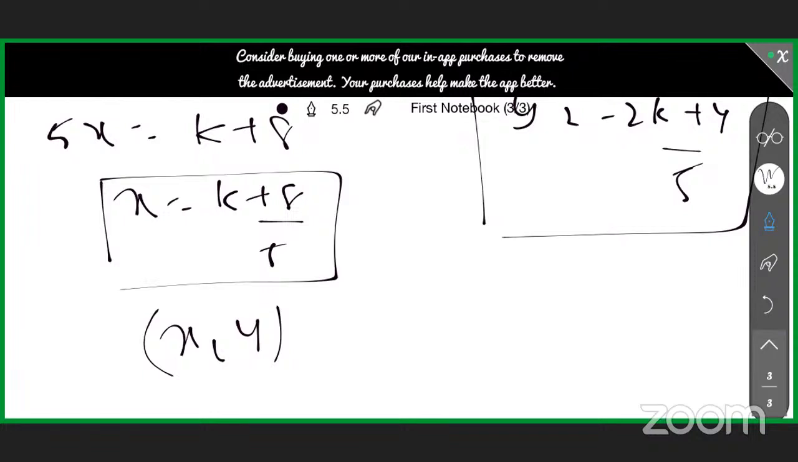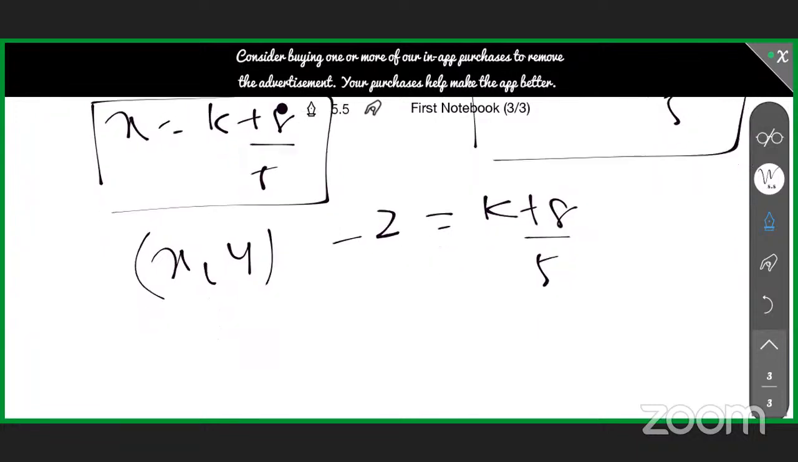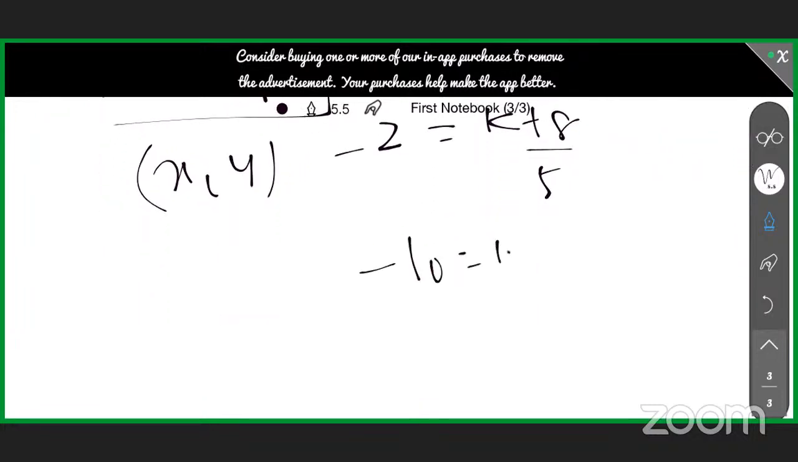So put that value of minus 2, comma 1 in x and y. It is equal to minus 2 is equal to k plus 8 by 5, is equal to minus 10 is equal to k plus 8. Therefore, k is equal to how much? K is equal to minus 18.